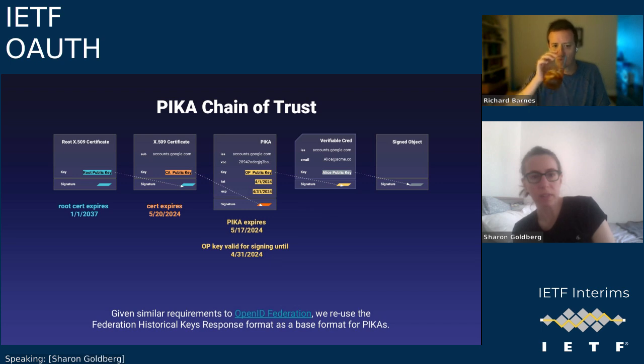And we have that X5C field. If you see the PICA is the square in the middle, we've got the X5C there, which is basically some sort of formatted certificate that is what you would have gotten anyway if you would have used HTTPS.